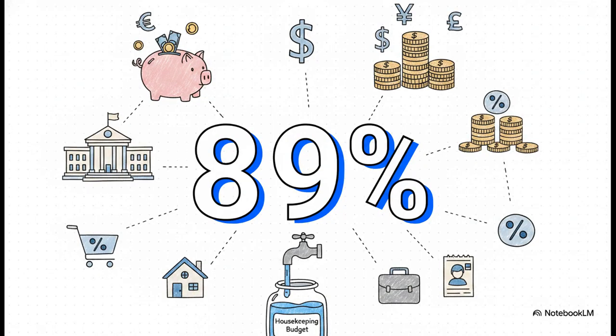Well, the government relies heavily on non-redeemable taxes, and I mean heavily. Tax revenues, things like your personal income tax, corporate tax, and GST, make up a staggering 89% of the central government's total public receipts. That is huge. It's absolutely the primary lifeblood of our housekeeping budget.